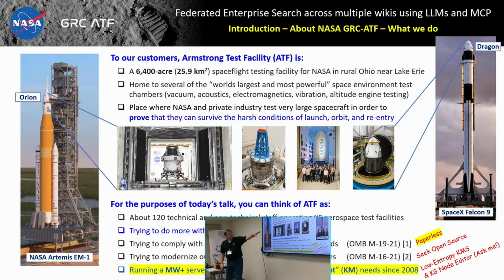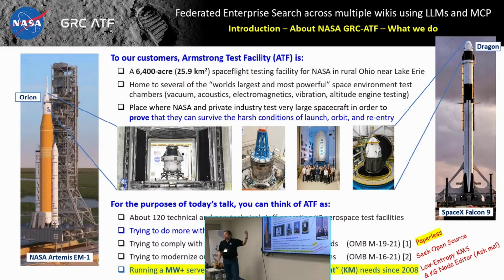You can also see the Dragon 2 capsule on the right in one of our other test facilities on top of the Falcon 9. So we've done Orion crew module testing, service module testing, payload fairing testing, and Dragon 2 capsule testing. That's the kind of stuff that we do.